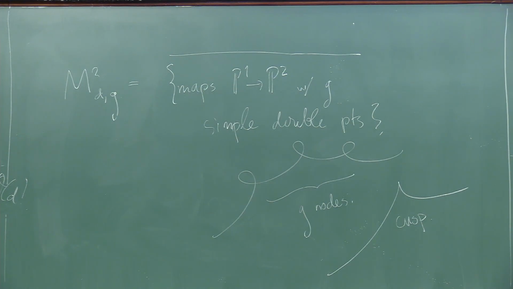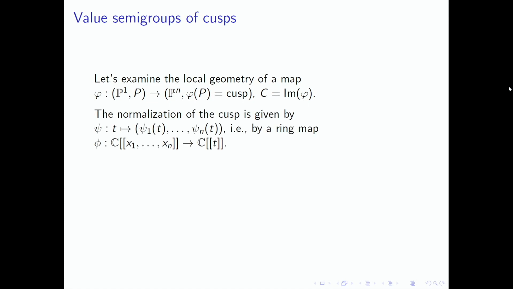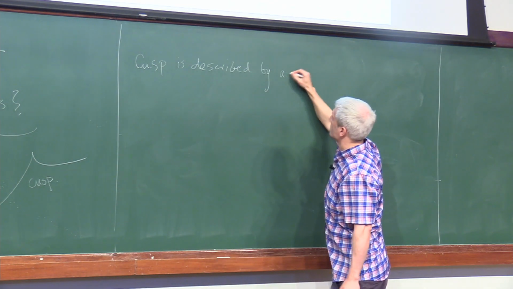So what's a value semigroup? The idea is that if we fix a pointed map where we single out a cusp in the image and its preimage in the domain, then you can locally uniformize this curve by a map of algebras, in the usual contravariant way. So a cusp is described by a map of algebras.